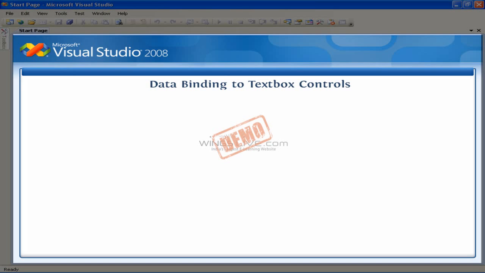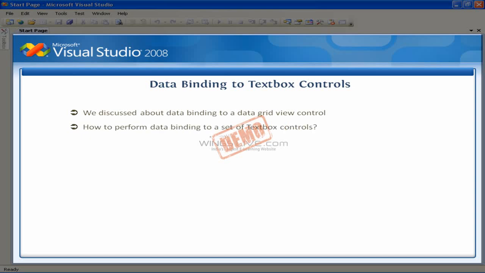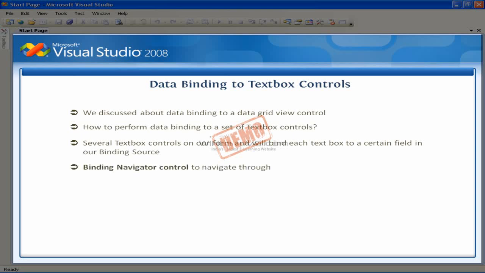Data binding to Textbox controls. In the previous lesson, we discussed data binding to a data grid view control. Now, let's learn how to perform data binding to a set of Textbox controls. We'll be using several Textbox controls on our form, and we'll bind each Textbox to a certain field in our binding source. We'll then be using a binding navigator control to navigate through the records in our dataset.